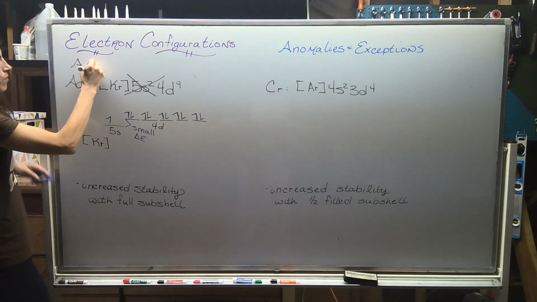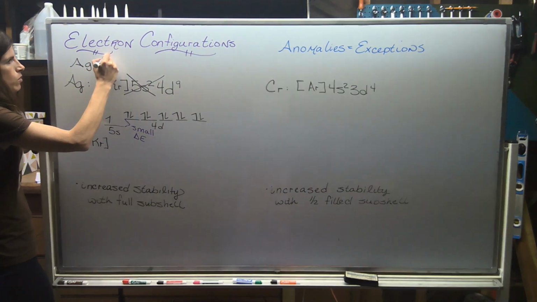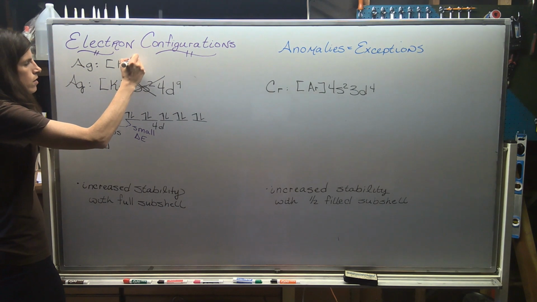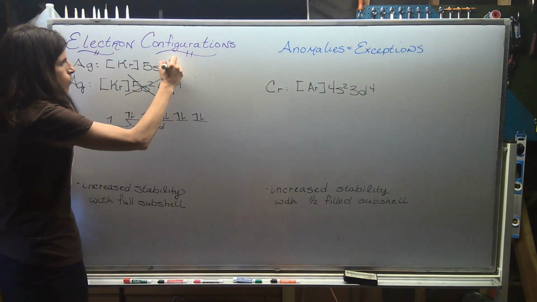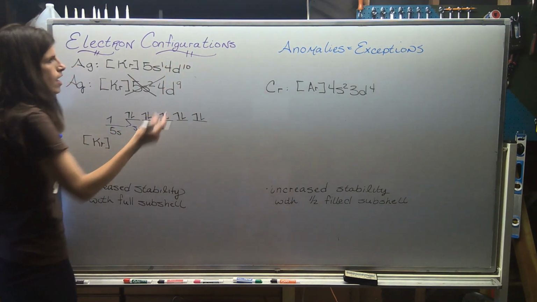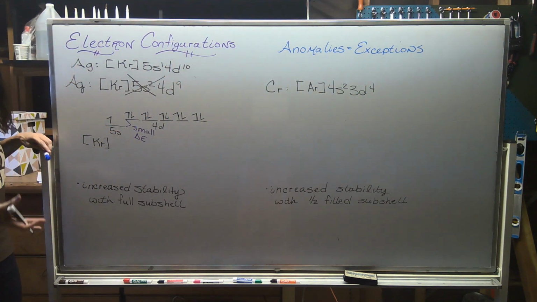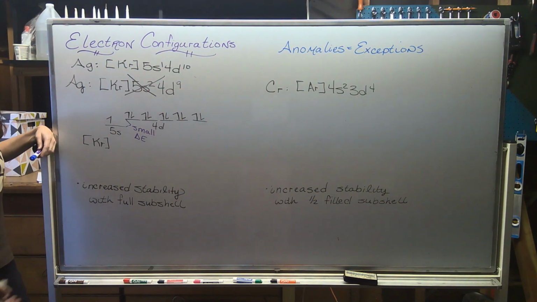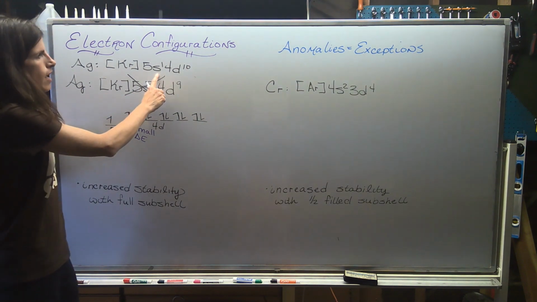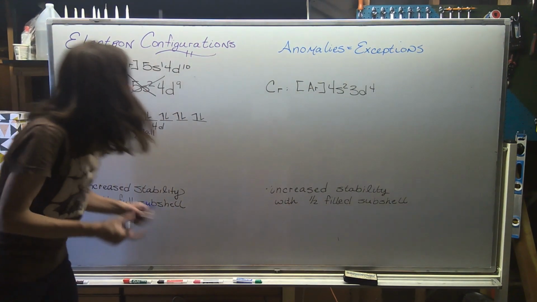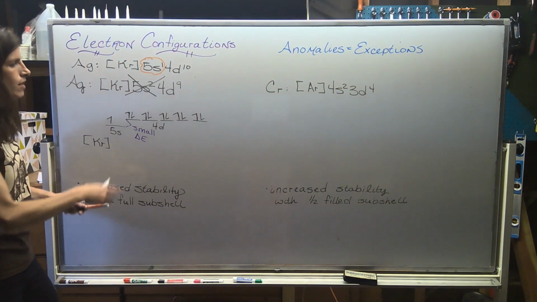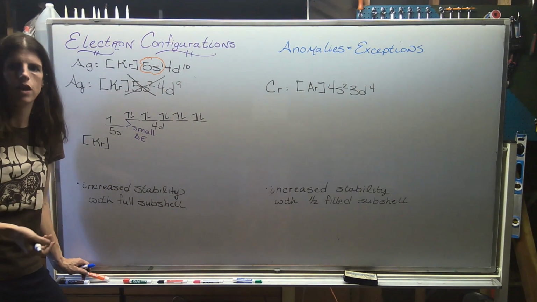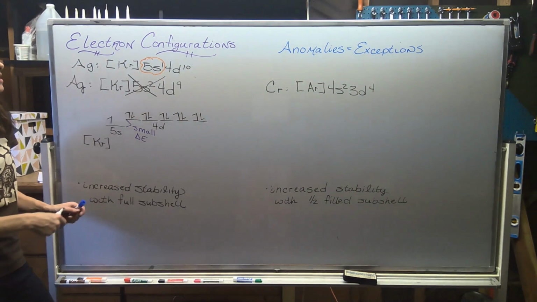Silver, the correct electron configuration will be krypton, 5s1, 4d10. And the fact that you had to memorize, 99.9% of the time, silver does a +1 charge. Why? Well, we see that now because its valence only has 1 electron, and getting rid of that would mean that all the subshells, all the shells after that are nice and full and stable.